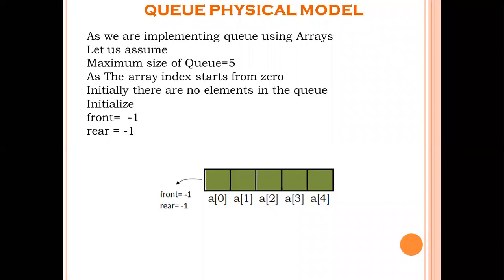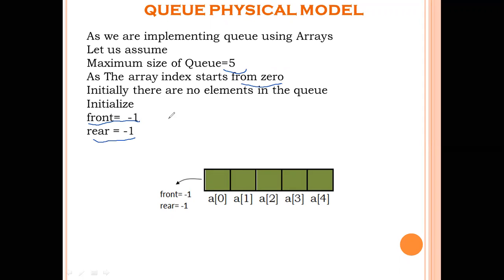Now let us see the enqueue operation. As we are implementing queue by using arrays, we will assume the maximum size of the queue is 5. As the array index starts from 0, initialize the front and rear pointers to -1.